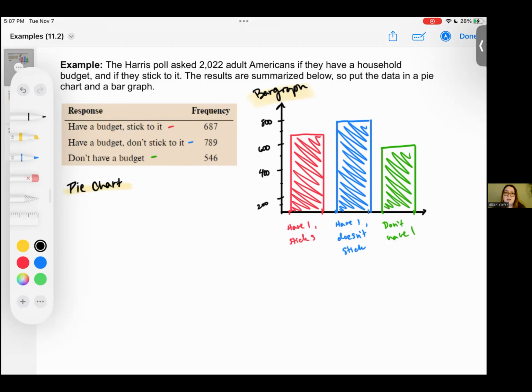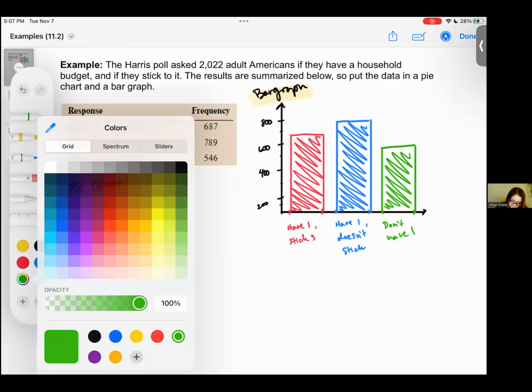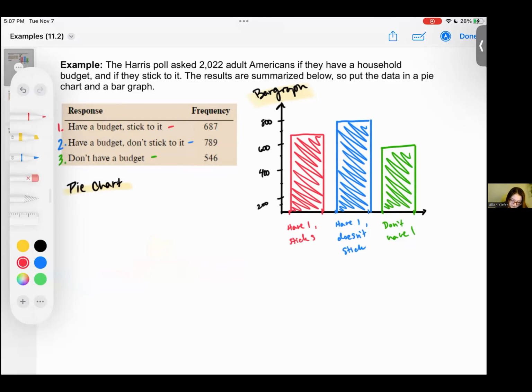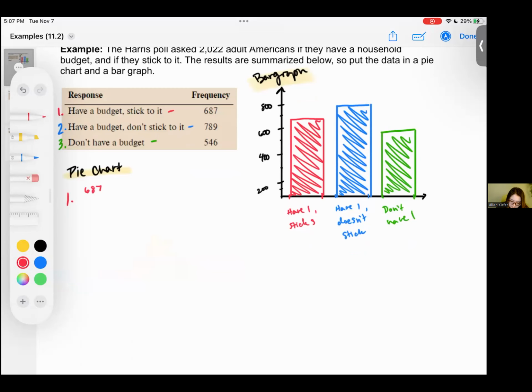So you go ahead and start working on that. Our first degree here, we have our first response. We'll even number these just to keep track. So starting with number 1, converting to degrees, we have the frequency of our option, 687, and we're going to divide that by the whole. That value gets multiplied by 360 degrees to give us our degree value.